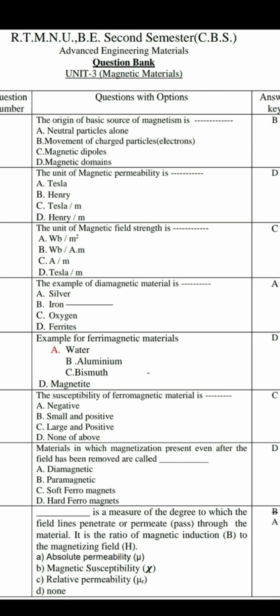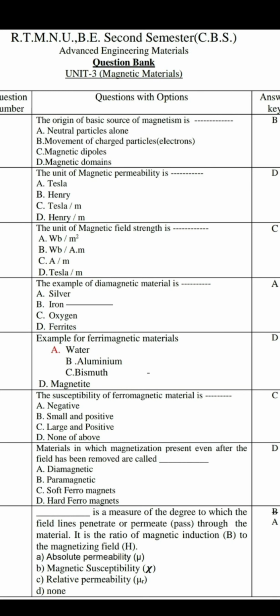Second, the unit of magnetic permeability is. Options are option A Tesla, B Henry, C Tesla per meter, D Henry per meter. So the correct answer is D Henry per meter.